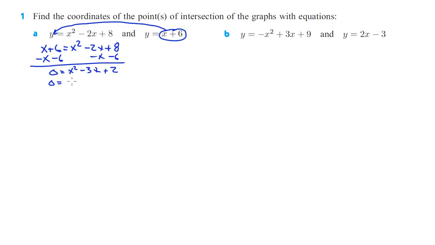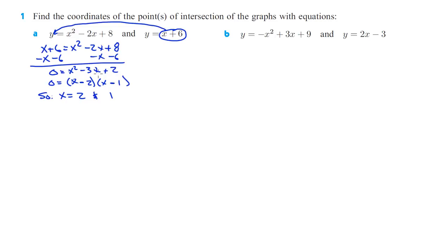And then hopefully this will factor, and this one does happen to factor because the factors of 2 that add up to 3 are 2 and 1, and since it has to add up to negative 3, this has to be negative 2 and negative 1. So that means x has to equal 2, and then x also has to equal 1. Either 2 or 1 will make this work.